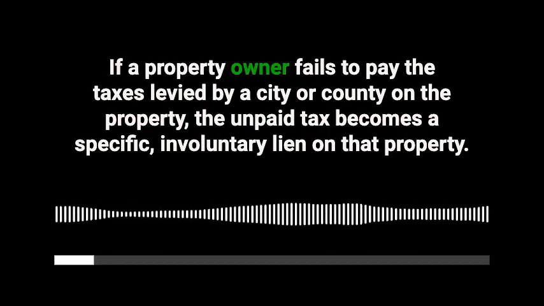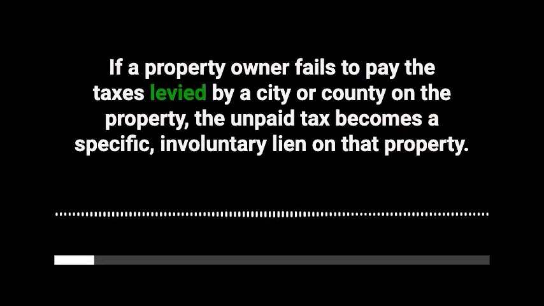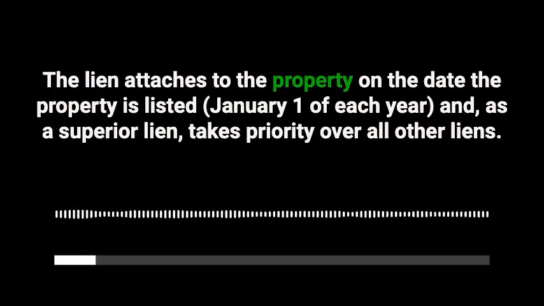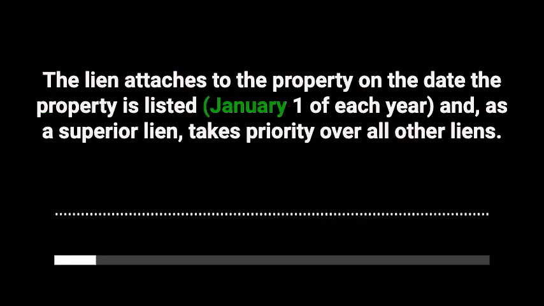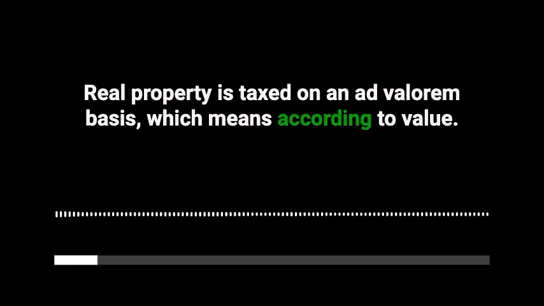If a property owner fails to pay the taxes levied by a city or county on the property, the unpaid tax becomes a specific, involuntary lien on that property. A lien attaches to the property on the date the property is listed and, as a superior lien, takes priority over all other liens. Real property is taxed on an ad valorem basis, which means according to value.